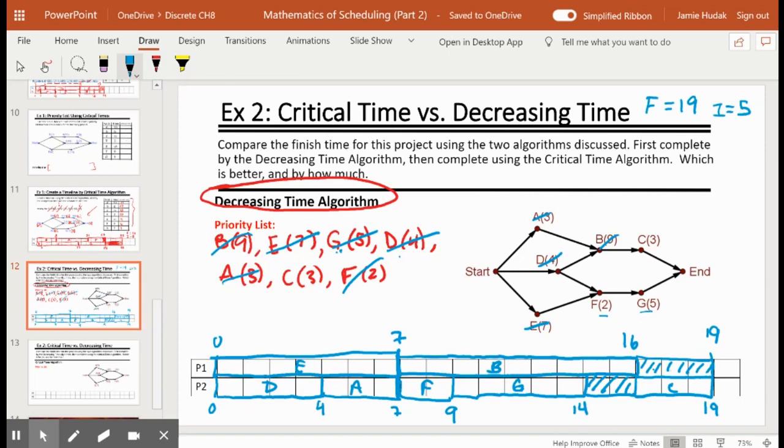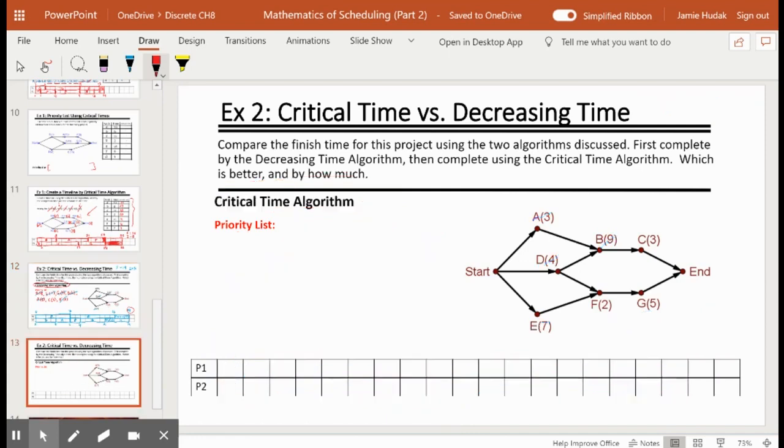Now we're going to do this same exact project over, but this time we're going to use the critical time algorithm. The critical time algorithm, we're hoping, will beat this finish time of 19 and be more efficient, because critical time takes the chain of events into account. So here we have our same graph. We have to now find the critical times for each vertex.